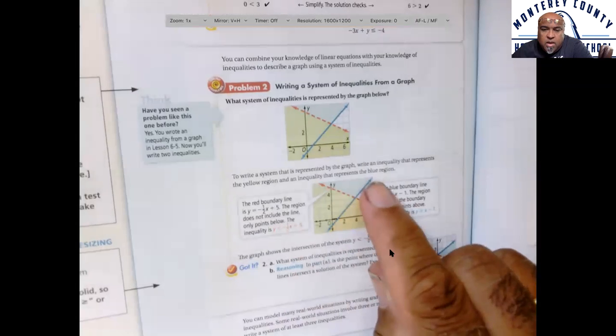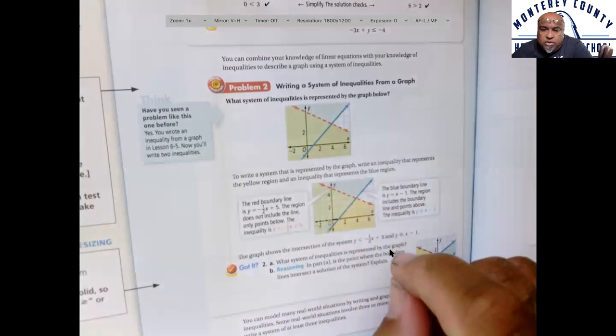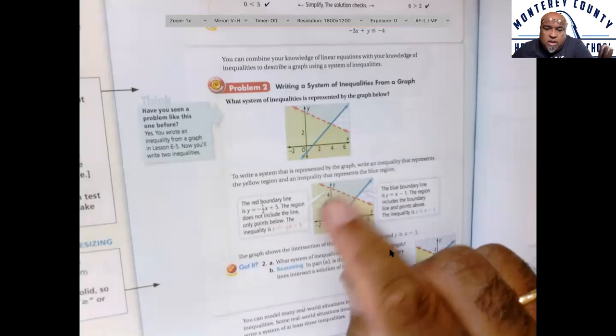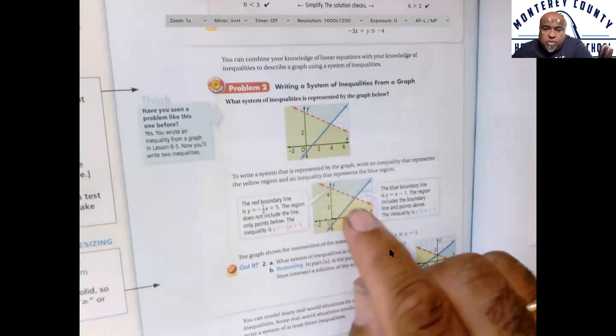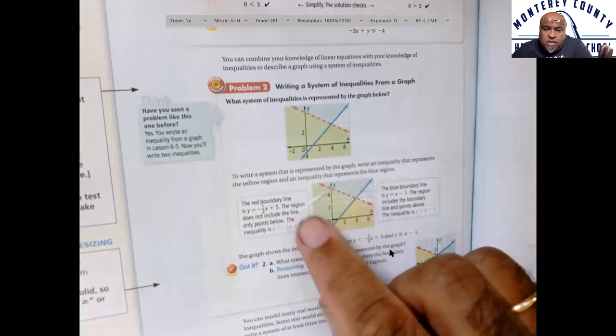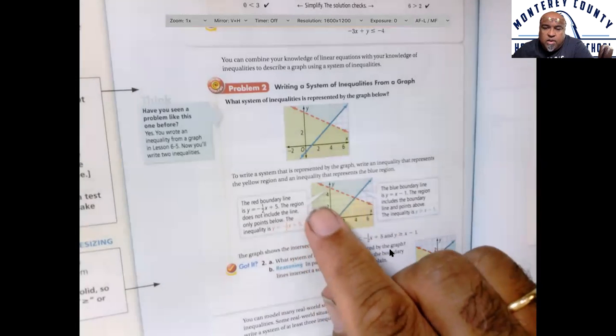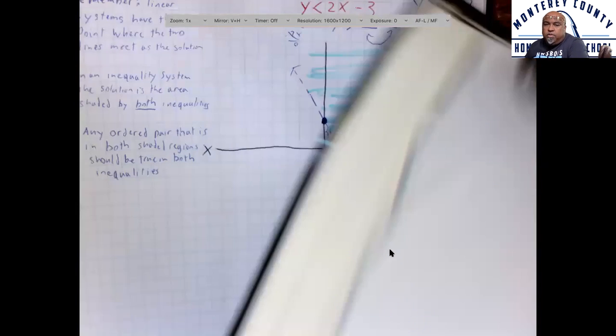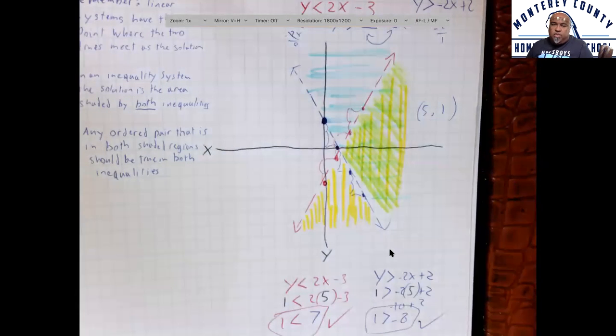Now, since that one's greater than, you shade everything above. And since that one's less than, you shade everything below. And then the area here where it is green is shaded in both. Okay, hope that helps you to understand this process.